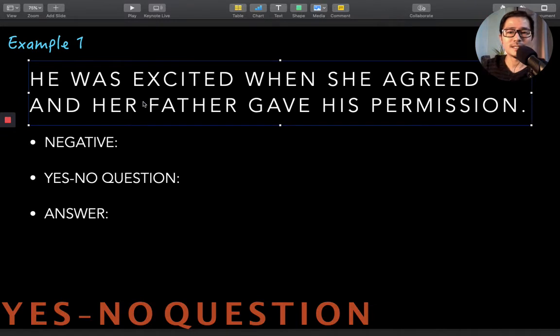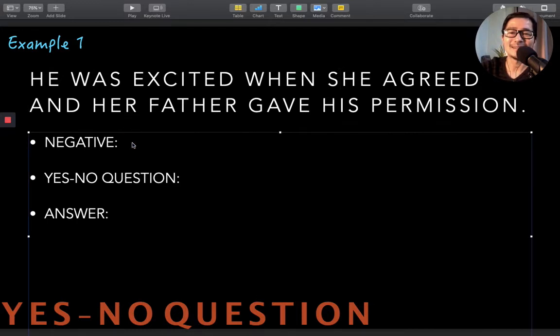Okay, let's read the sentence. He was excited when she agreed, and her father gave his permission. So when you read chapter 7 of Hudson Taylor's biography, this is talking about Marion. Is it Marion? Yeah, I think. I hope I got it right. Yeah, Marion. So she agreed to marry Hudson Taylor, yay! And her father also gave his permission for them to marry. But let's see what's gonna happen.